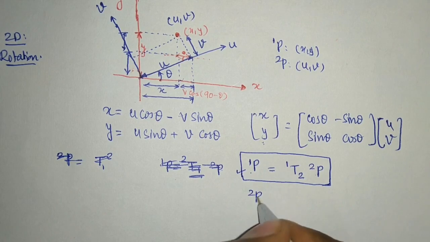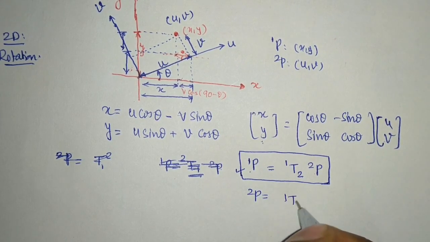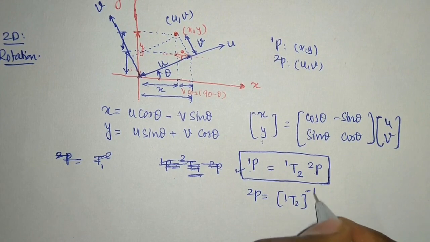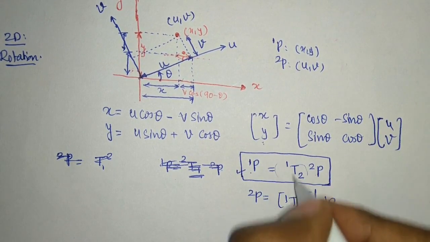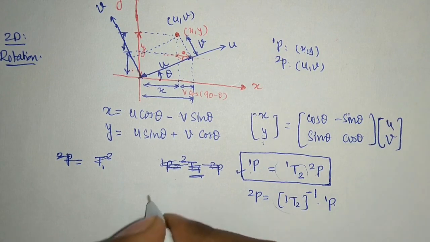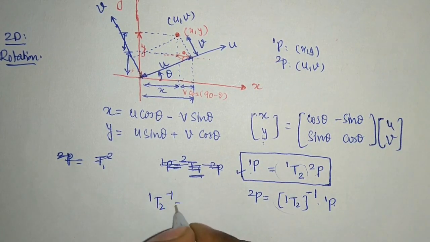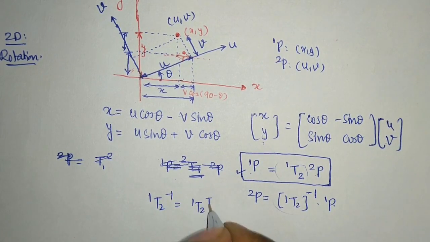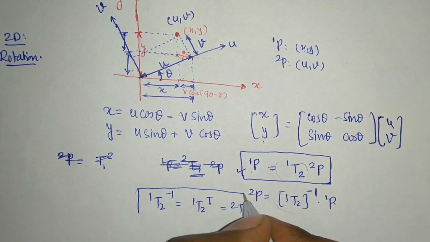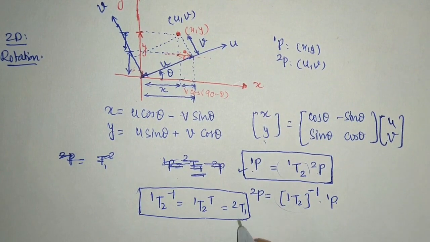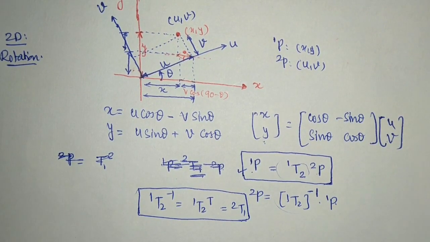If I am given 1p, then I will say what? 1t2 inverse into 1p. Okay, now what will be the relationship between 1t2 and this 1t2 inverse? So 1t2 inverse is equal to 2t1 transformation, basically. Okay, and a detailed analysis for a 3D matrix we will be doing in our homogeneous transformation matrix analysis.